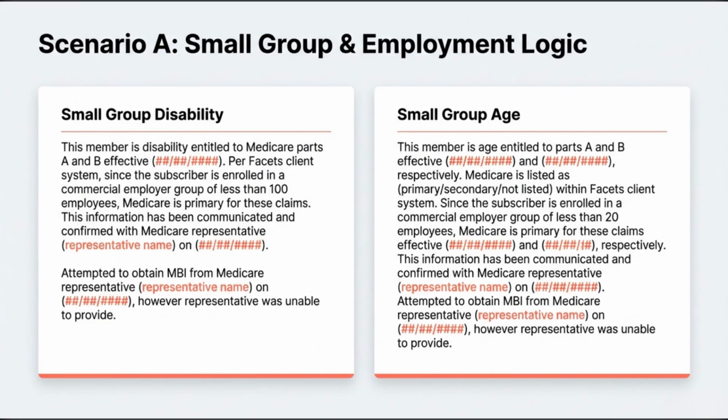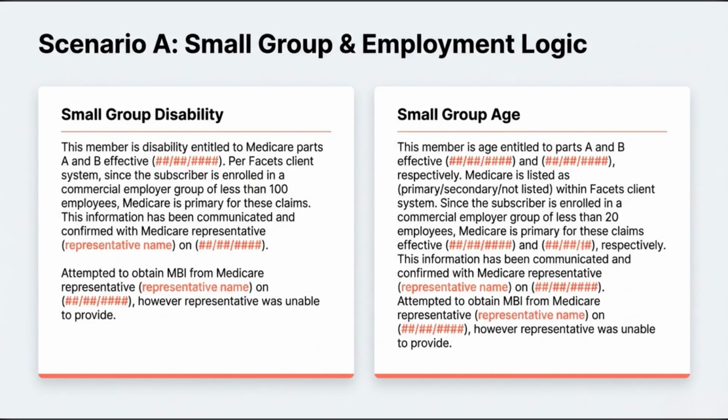Now, flip over to the right, small group age. Here, our member is age entitled to Medicare Parts A and B. The key? This subscriber is in a commercial employer group of less than 20 employees. And what does that mean for primacy? You got it. Medicare is primary. This aligns perfectly with our MSP rules for small employers. When that employee count dips below 20, Medicare takes the lead.